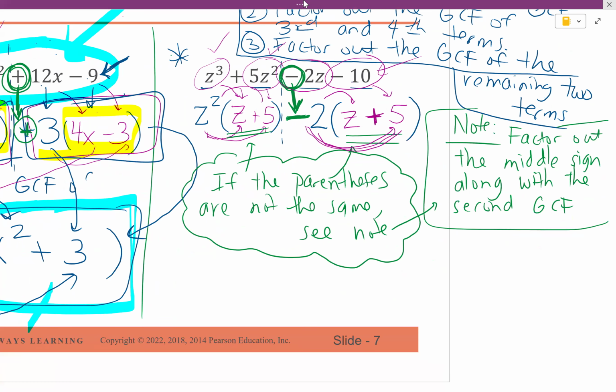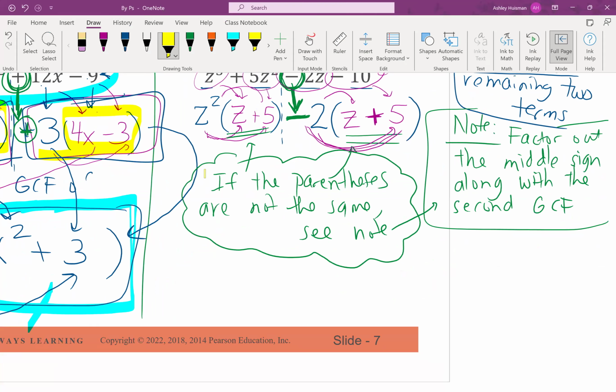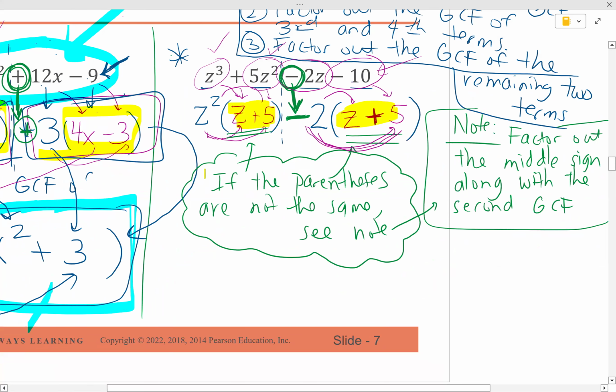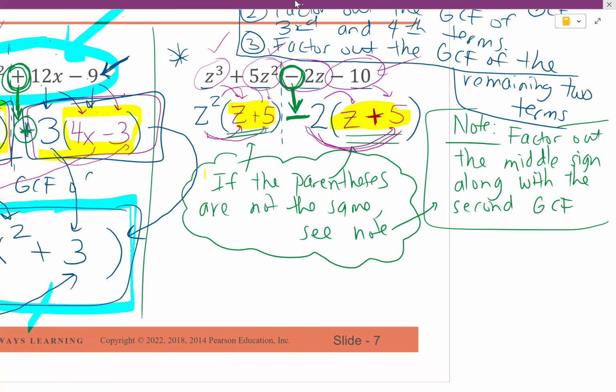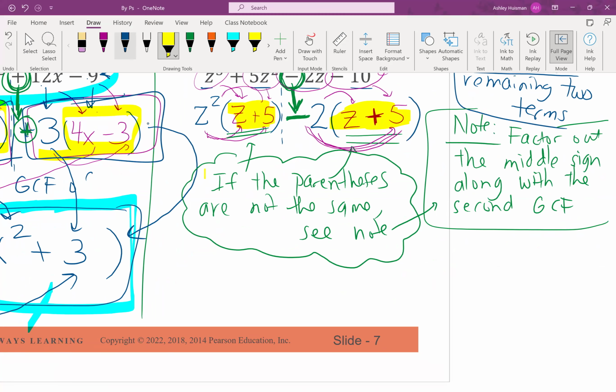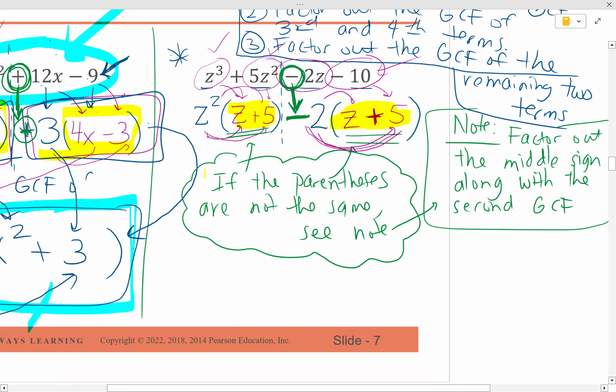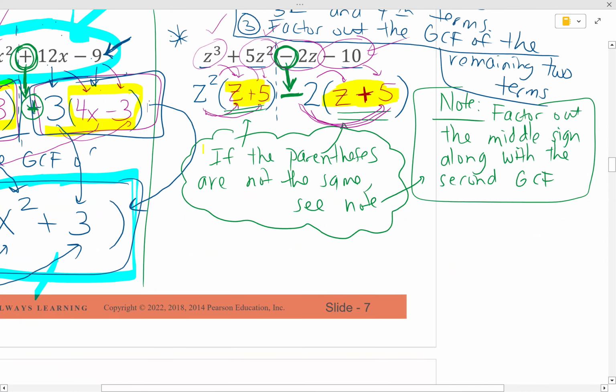So at this point, I'm not quite done, but I'm going to make a good quick little check here. What's in parentheses is the same, z plus 5, z plus 5. That means you've done everything right so far. You're kind of halfway there and you're doing it right. If those are not the same, that means someone either gave you a problem that's not even factorable, which I don't think would happen in this class, or you did something wrong, so we got to think about it.